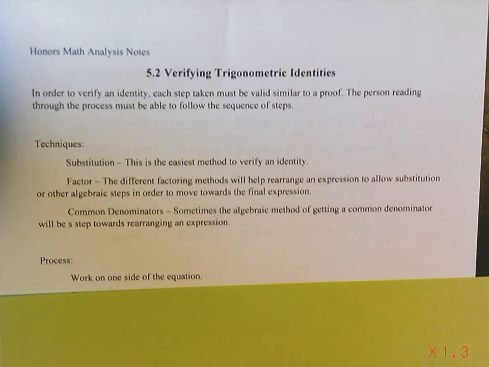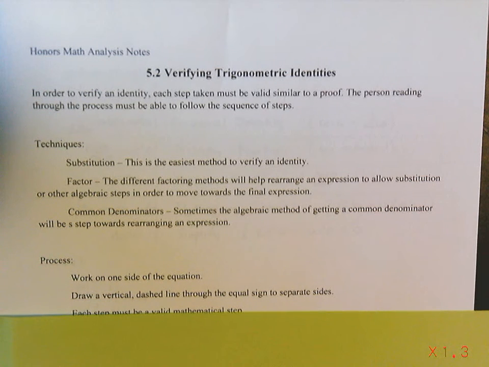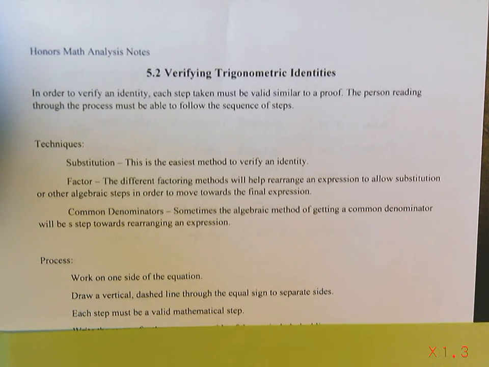And so what we're going to be doing with this process is we're going to be working on one side of the equation. I tend to set these up where the more complicated side is the left side and the more simplified version is the right. So I will most of the time ask you to work on the left side of the equation until it equals the right side. We're going to draw a vertical dashed line through the equal sign to separate the left side from the right side.